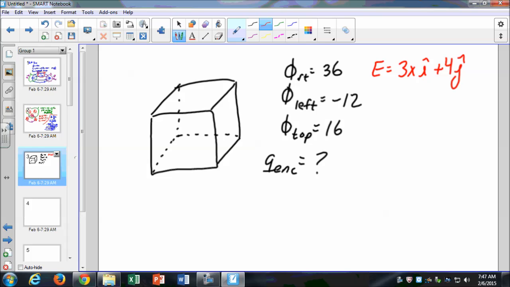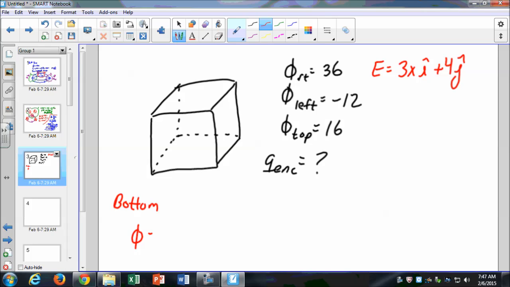And so I can calculate now the rest of the fluxes. So there are, what, 6 faces to a cube? So I just need to find the rest of those fluxes and then add them all up. And then I can use Gauss's law to find that total charge. All right, so I have, let's see, I need to find the bottom face.